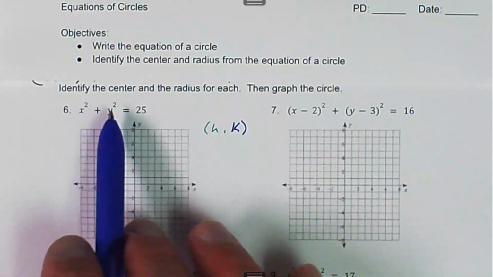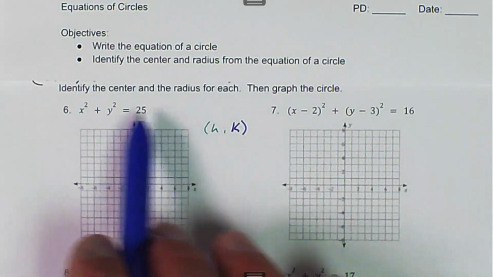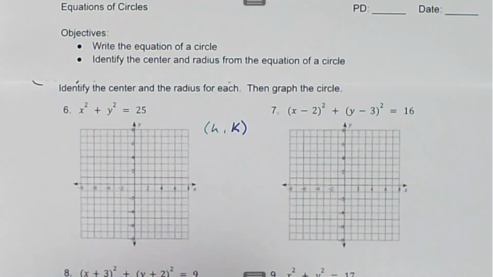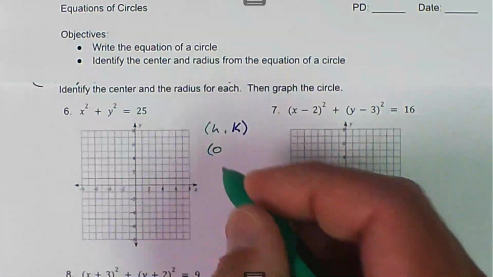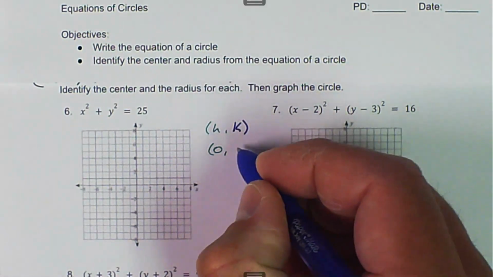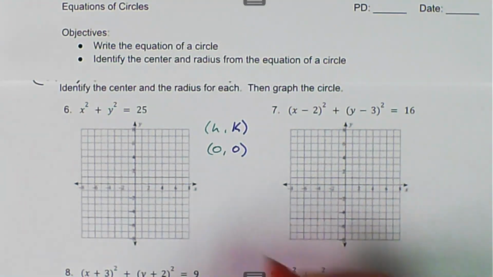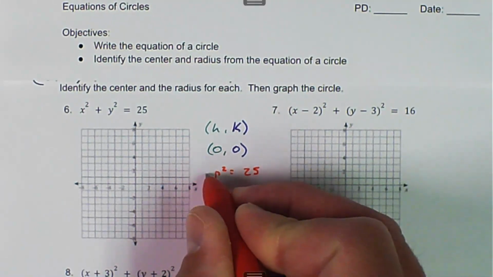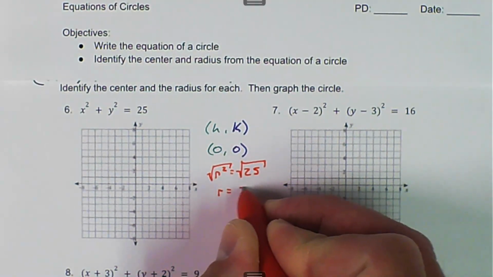Now in this case, we don't have an h or a k. Like here we have an h and a k, here we don't have one. So if there's no h and no k, that just means that they're 0, 0. So our center point is just going to be the point (0, 0). And then our radius. So radius squared is equal to 25. And so we can take the square root of both sides, and we get r is equal to 5.